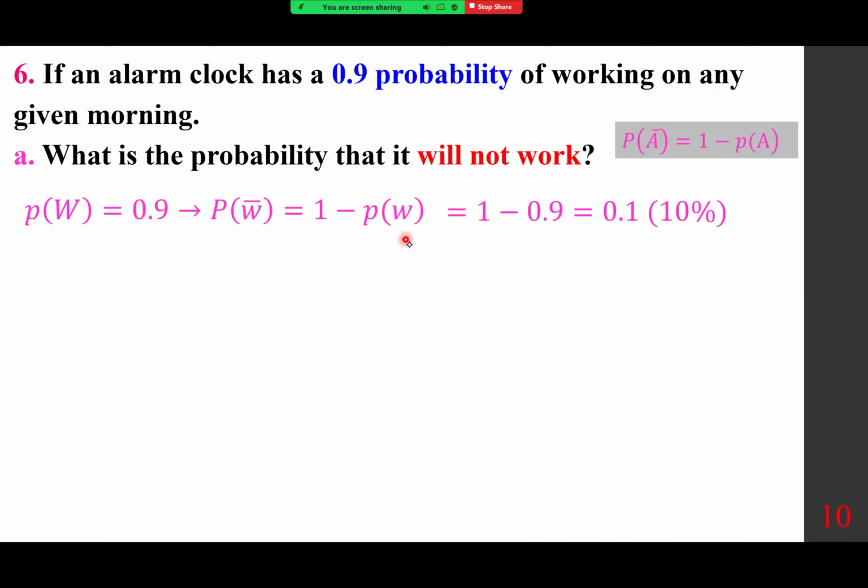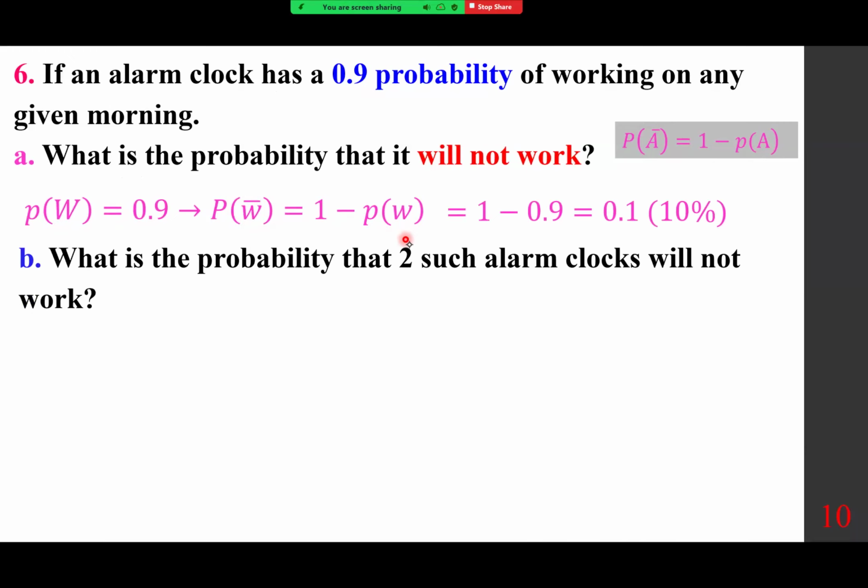So what is the probability that 2 such alarm clocks will not work? This is what I mean by understanding the probability and quality control. So it's bad that only 90% probability for an alarm clock. That means 10% probability that it won't work. But what if we have 2 of it?